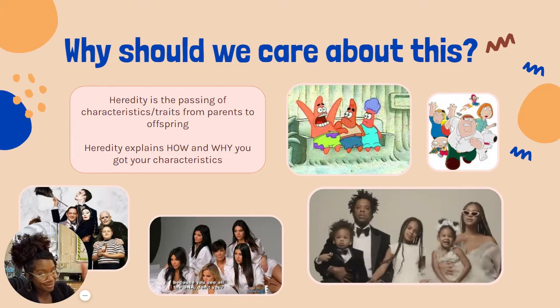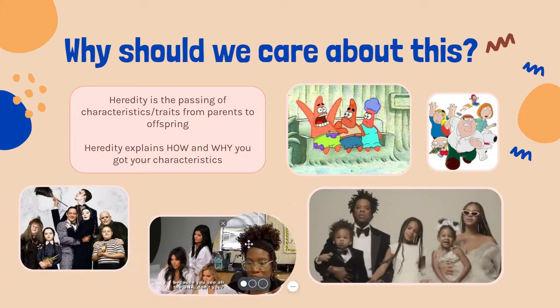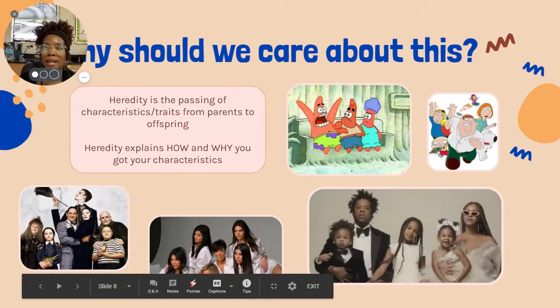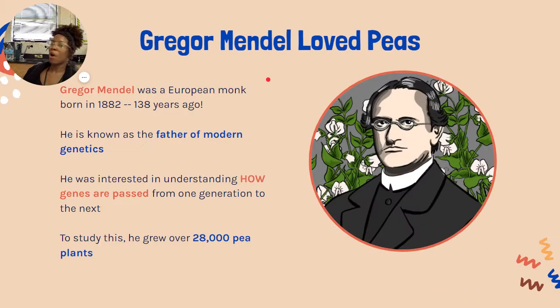Okay? You should care about this because heredity is the passing of characteristics and traits from parents to offspring. Heredity explains how and why you got your characteristics. It explains why you and your family may act alike. You and your family may look alike. Look at them. I love Beyonce. Why you guys may behave very similarly. The Addams family, okay? Heredity partially explains, it doesn't fully explain, but it partially explains all of those things in a very scientific and thought out way. So it all started with this dude.